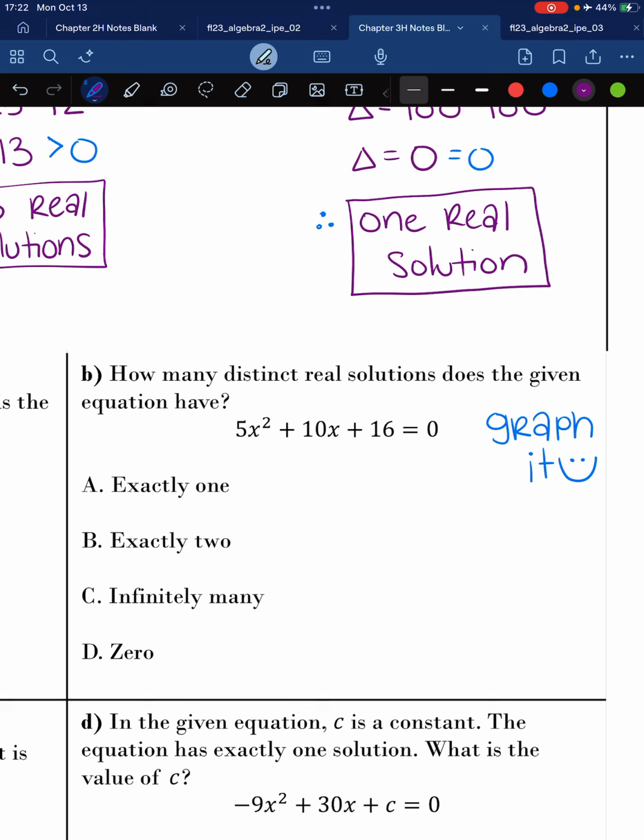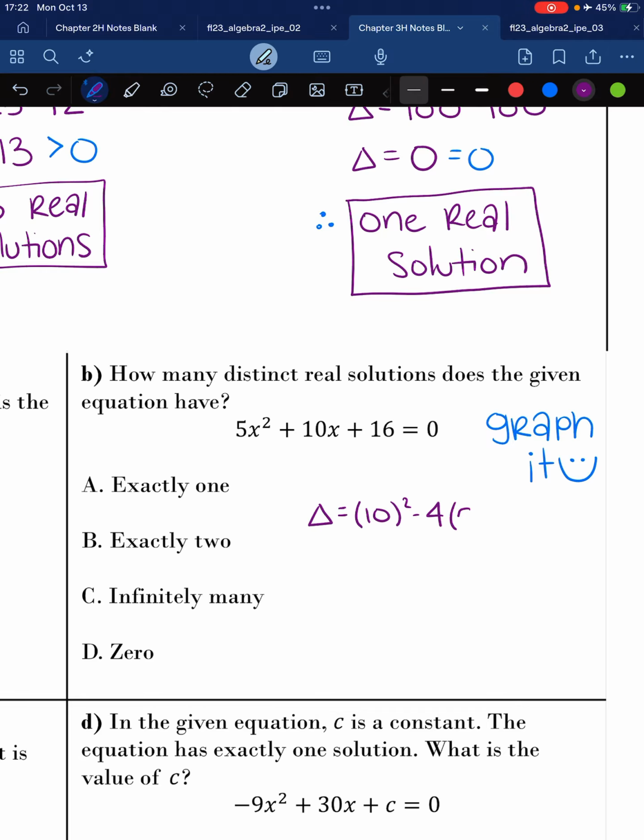Okay, B, I would definitely suggest you graph it, right? This is an ACT question. You can tell the number of real solutions by graphing. So if you graph it, you should see that this quadratic does not have any x-intercepts. But just to verify, since we're talking about the discriminant, let's see what the discriminant equals.